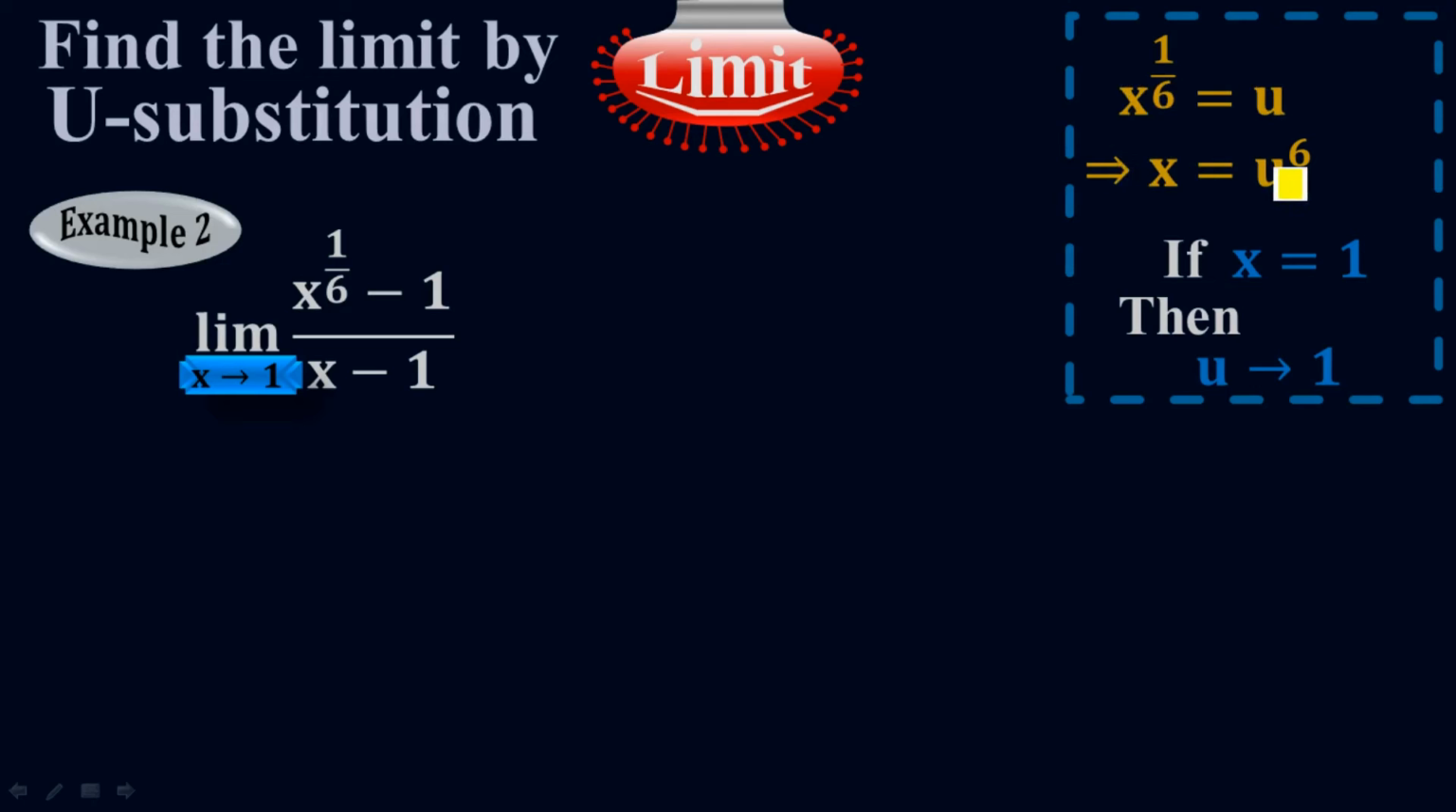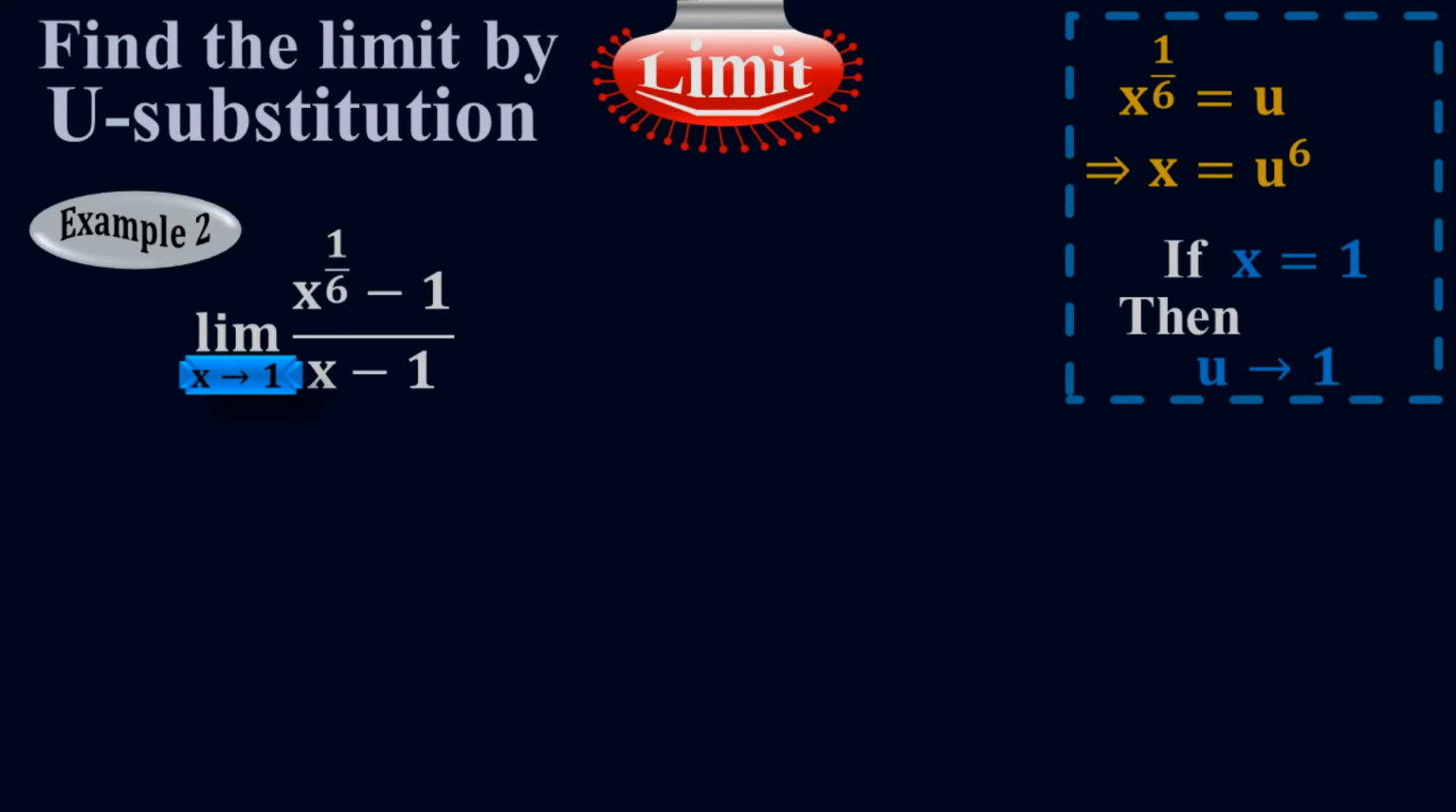You will get x equals u to the 6. Now, since x approaches 1, it means that x equals 1. If x equals 1, just put 1 for the x here. So when I put 1 for the x, 1 to the 1 over 6 will be 1. So 1 equals u, which means that u approaches 1 then.